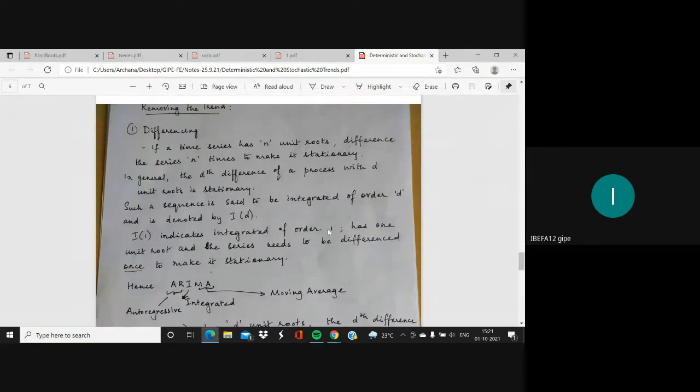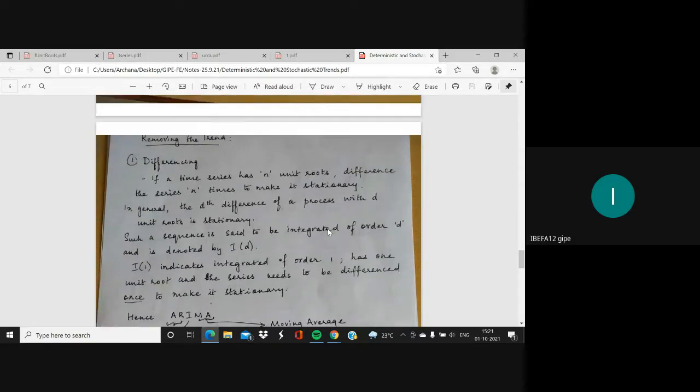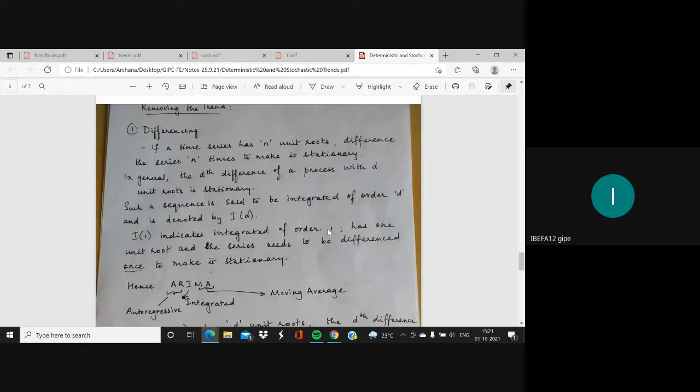Now, how do you remove the trend from a particular time series? If you have a stochastic trend, then you need to difference your time series. So here by differencing, it means taking the first difference or the second difference. So if a time series has n unit roots, then you need to difference the series n times to make it stationary. And in general, the dth difference of a process with d unit roots is stationary.